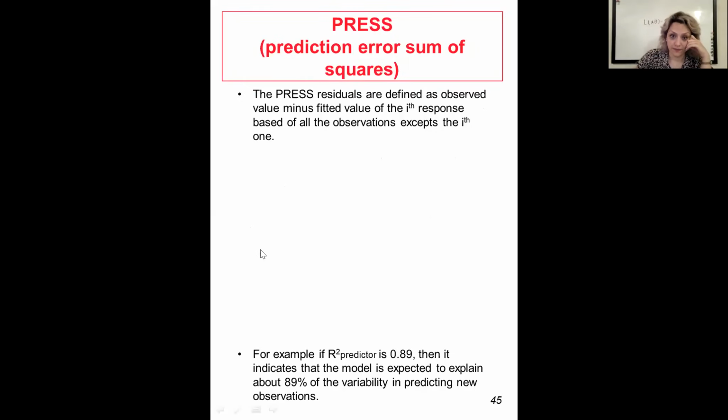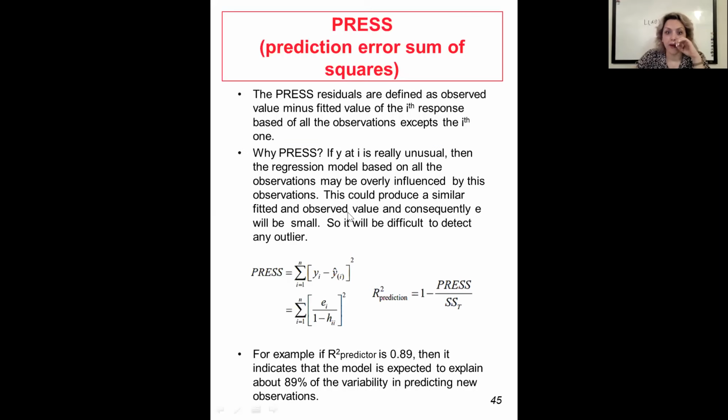The next one is the PRESS, and the PRESS, in fact, is the prediction error sum of squares. So SS we had before, right? Sum of squares is error. Just know that PRESS is prediction error sum of squares. The PRESS residuals are defined as the observed value minus the fitted value of the ith response based on all the observations except the ith one.